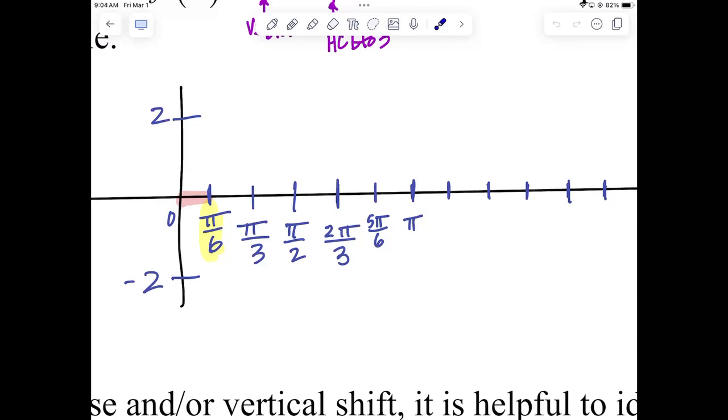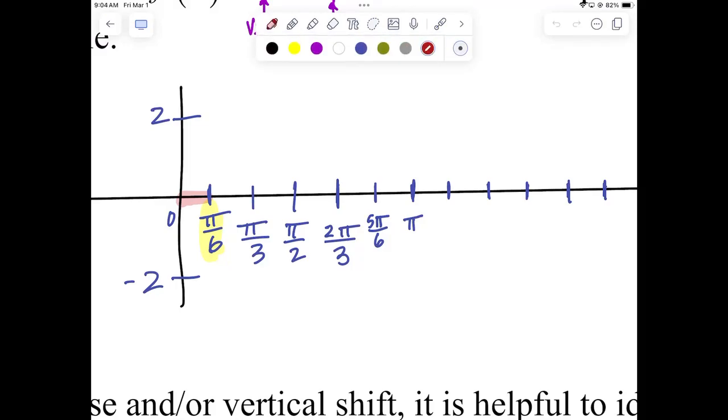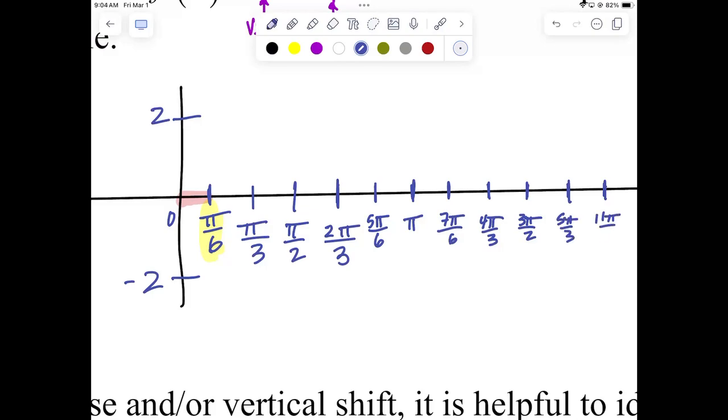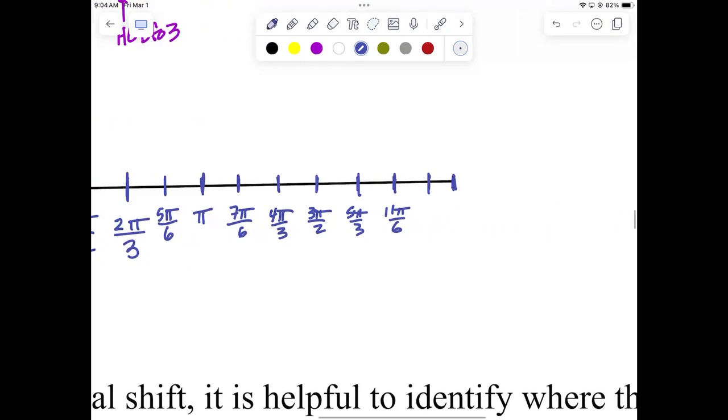1 pi/6, 2 pi/6, 3 pi/6, 4 pi/6, 5 pi/6, 6 pi/6. What comes next? 7 pi/6, which doesn't simplify. 8 pi/6, which simplifies to 4 pi/3. 9 pi/6, which simplifies to 3 pi/2. 10 pi/6, which simplifies to 5 pi/3. 11 pi/6, which doesn't simplify. 12 pi/6, which simplifies to 2 pi. And 13 pi/6, which doesn't simplify.